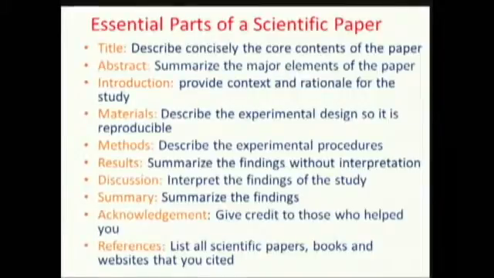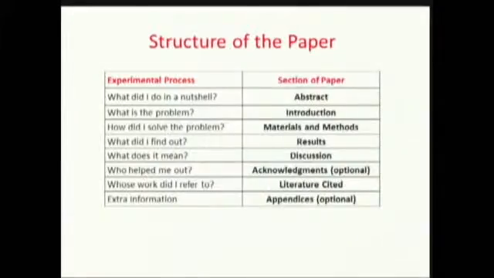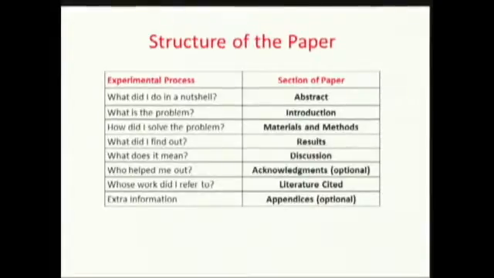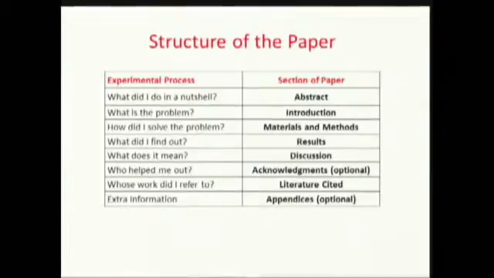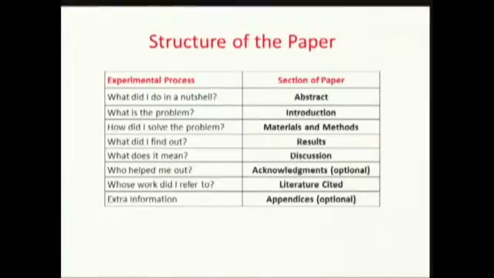Okay. References, of course I recommend using this. This is just a simple table for the structure of the paper. Always imagine the abstract is what did I do in a nutshell. Introduction, what is the problem, what I'm trying to do, and what people did before. Materials and methods, how did I solve the problem, okay? And the results is, what did I find out? A discussion, what does it mean, okay? Always if you put these questions, this table in front of you, you will write a good paper.